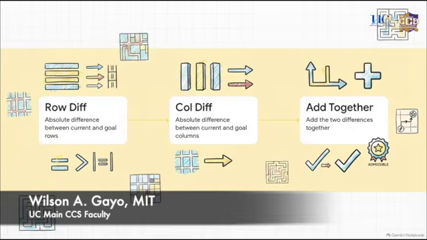For a standard grid maze, we calculate that estimate using the Manhattan distance. It's super straightforward. Step 1, you find the absolute difference between your current and goal rows. Step 2, find the absolute difference for the columns. Step 3, just add those two differences together. It's like driving city blocks in Manhattan. You can only go up, down, left, or right.